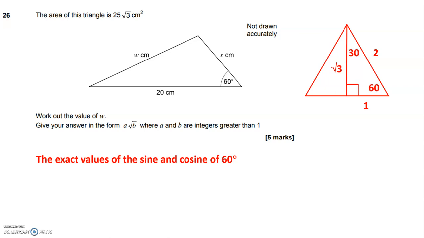Okay, now I can work out both the sine and the cos of 60 degrees. The cos of 60 degrees is quite easy. That's adjacent over hypotenuse. That's 1 over 2, or a half. And the sine of 60 degrees, that's opposite over hypotenuse. That's root 3 over 2. I'm going to need both of those in order to do this question. Right, that's just for a start.